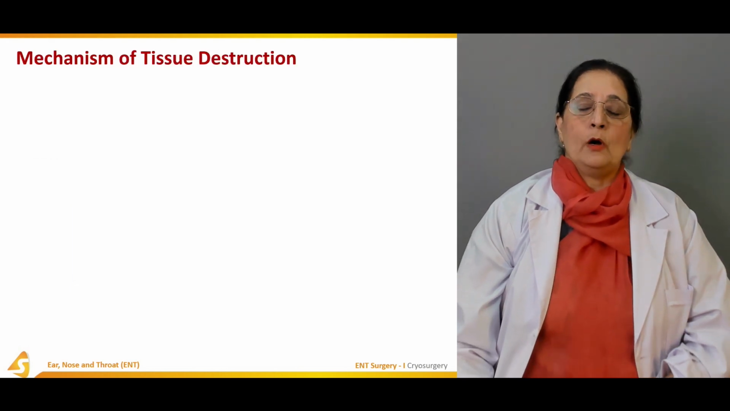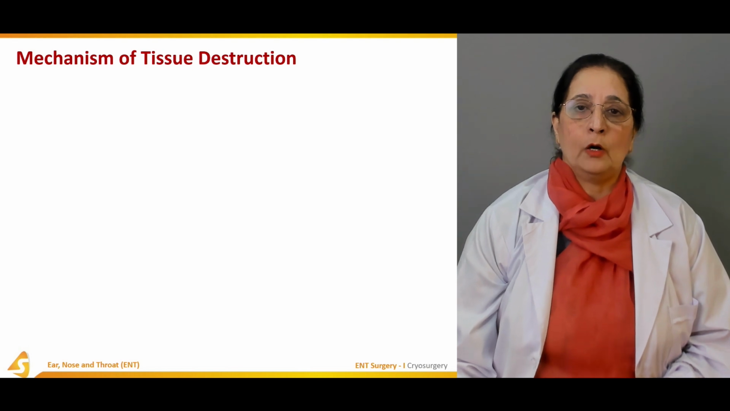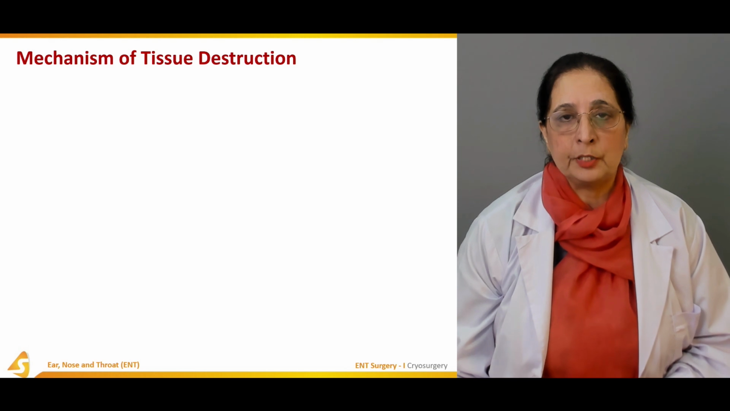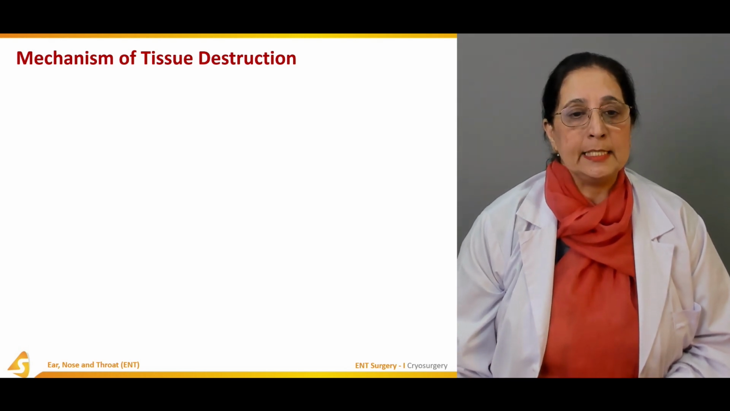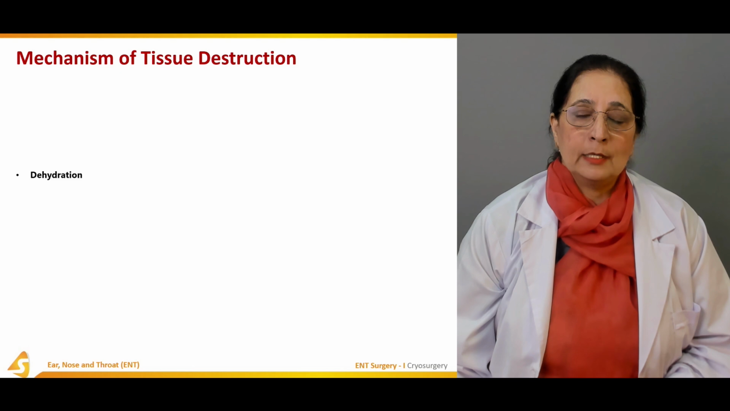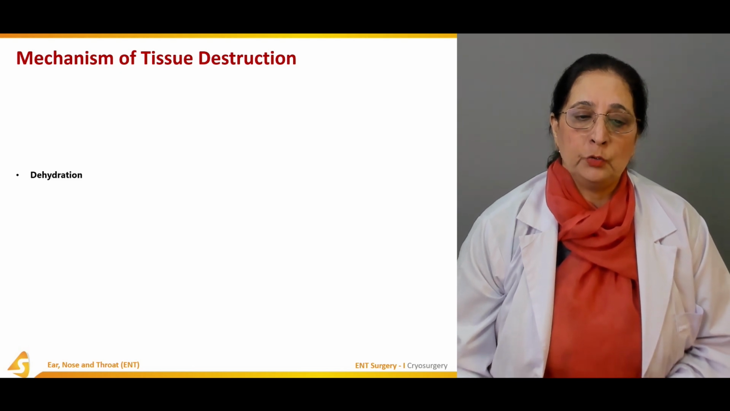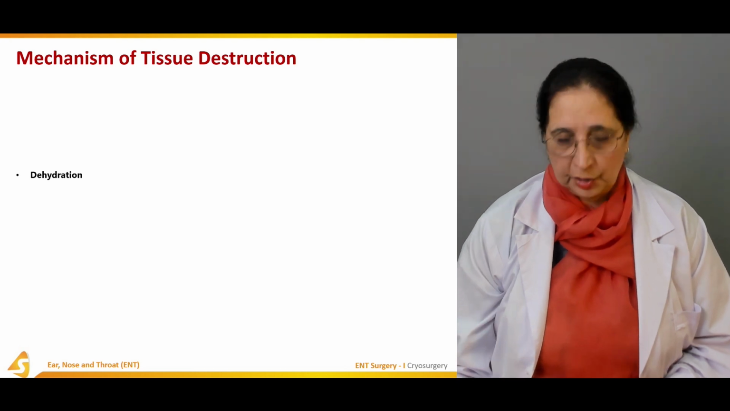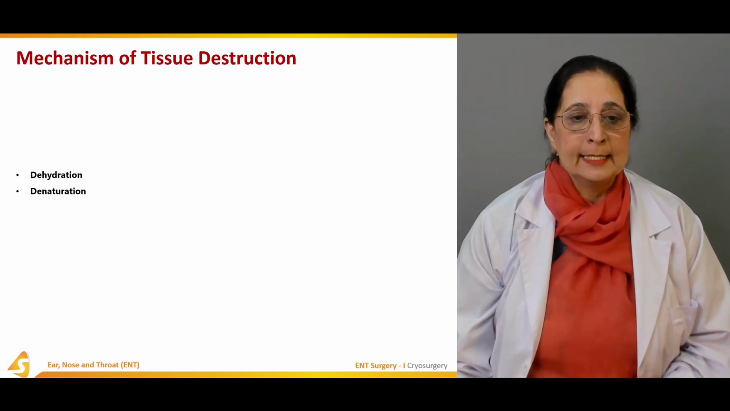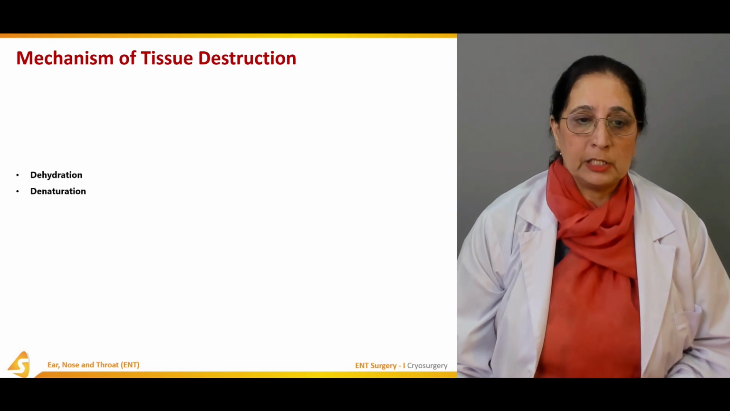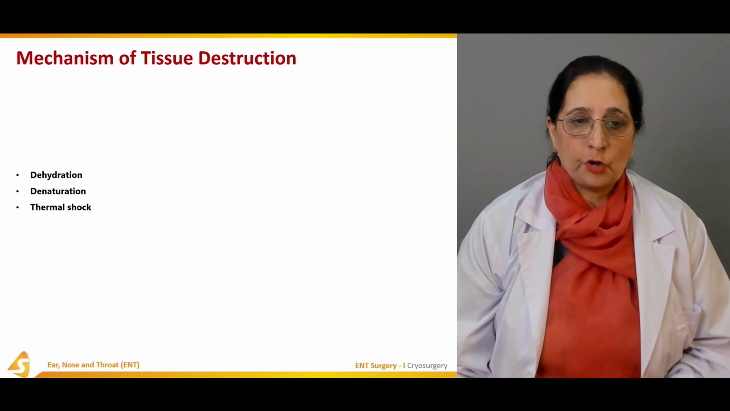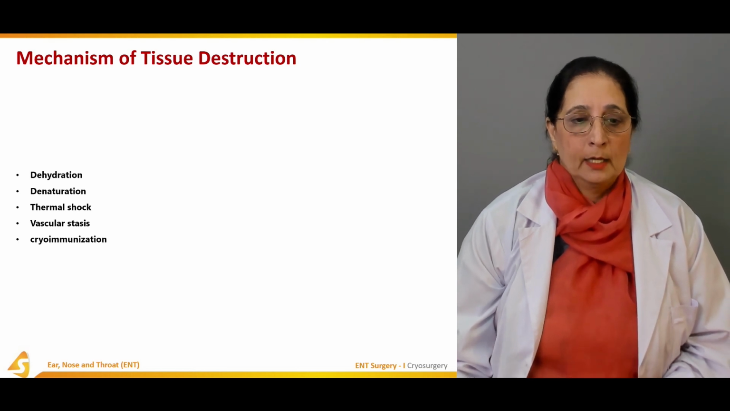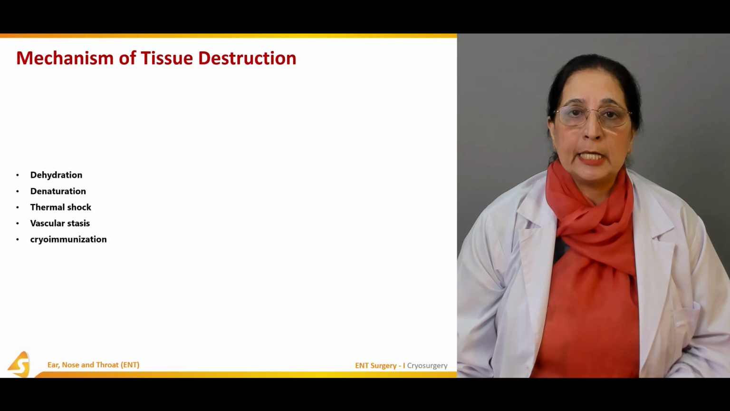The mechanism of cryosurgery, or the mechanism of tissue destruction: how the tissues are destroyed by the freezing temperatures. It can cause dehydration of the tissues, and the dehydration of the tissues can cause destruction. So dehydration, denaturation of the tissues, thermal shock, vascular stasis, cryoimmunization.